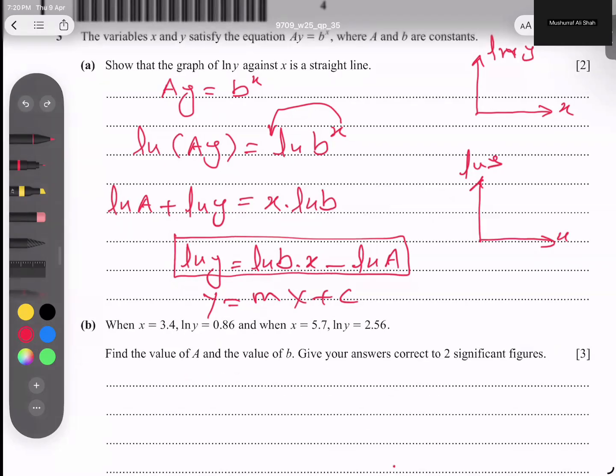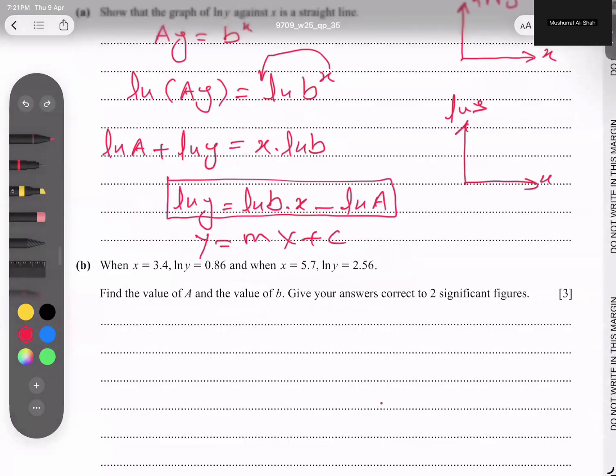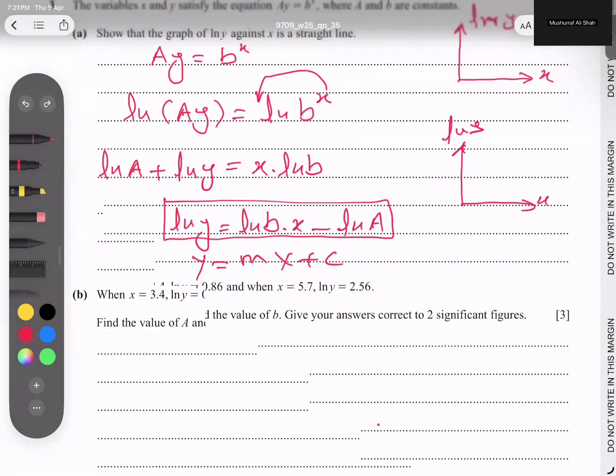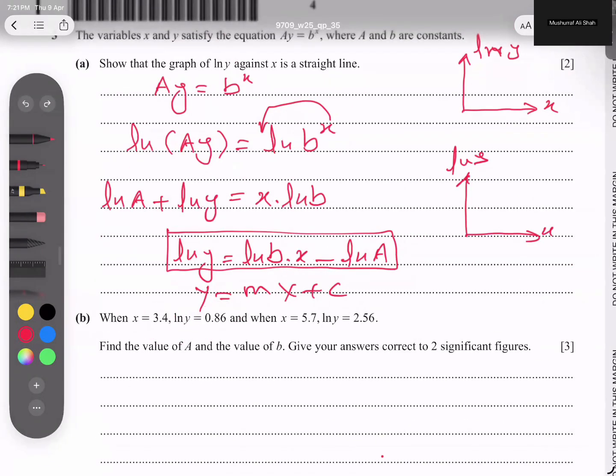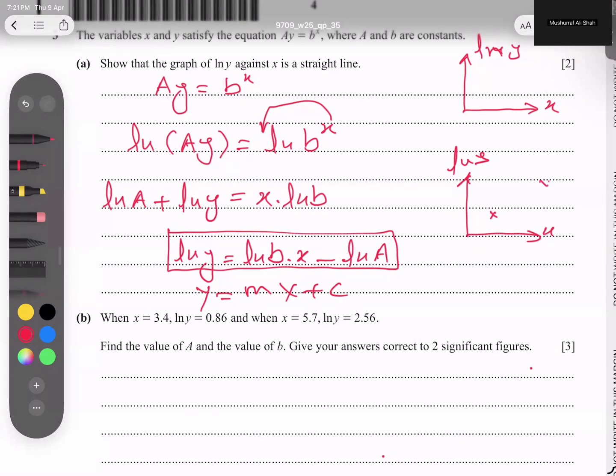Hold on. If I look carefully, I'm going to show you. Let me make a diagram here. So 3.4 and 0.86 is here, and this point I plotted just roughly here, and the other one is 5.7 and 2.56, so it's slightly up. I think all of you are understanding well. So if I join these two points, I have the line.